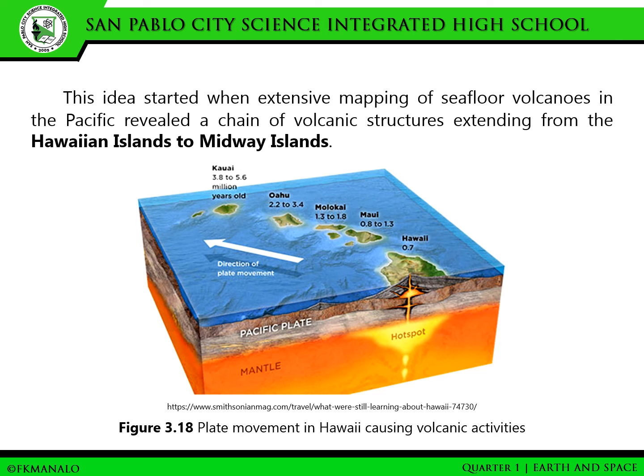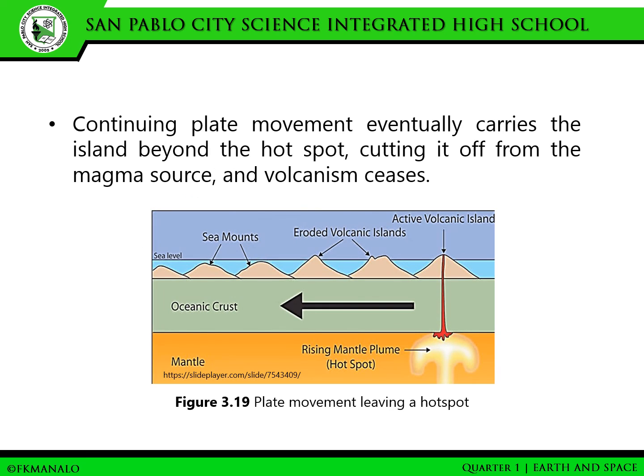As the Pacific plate moves, different parts of it will be on top of the mantle plume to receive the molten materials, thus creating the volcanic islands. When geologists determined the age of each volcanic island through radiometric dating, they noticed that the farther the volcano is from Hawaii, the older and less active it is. As the plate continues to move, it eventually carries the volcanic island beyond the hotspot, cutting it off from the magma source, and volcanism ceases.